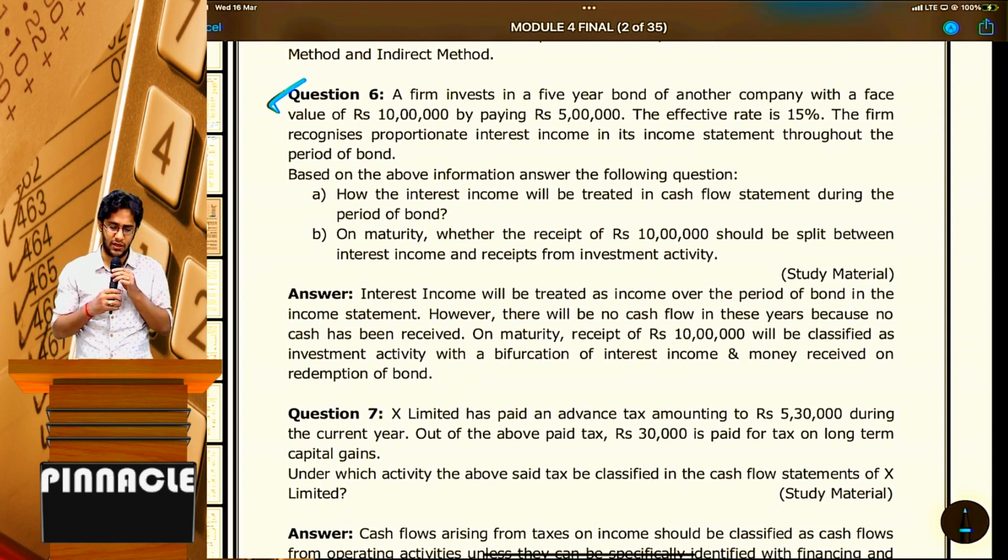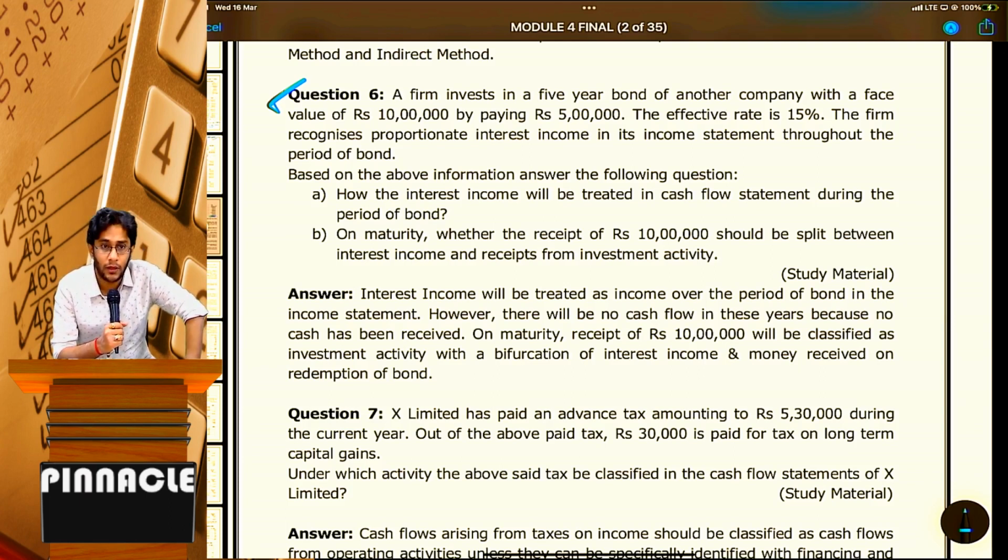A firm invests in a 5 years bond of another company with a face value of rupees 10 lakhs by paying 5 lakhs. Sir, a bond is there, the bond's face value is 10 lakhs, but you invested at only 5 lakhs. Why is anybody giving that cheaply? Maybe that's a zero coupon bond, sir. You won't get any interest every year. Directly it will be redeemed at par towards the end. The effective rate is 15%. The firm recognizes proportionate interest income in its income statement throughout the period of the bond.